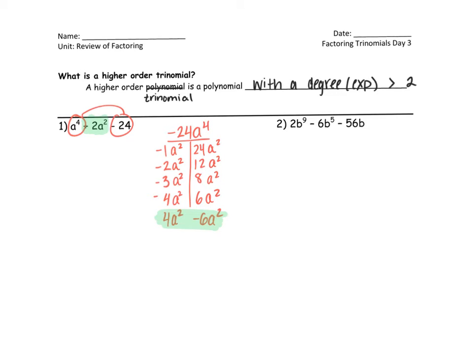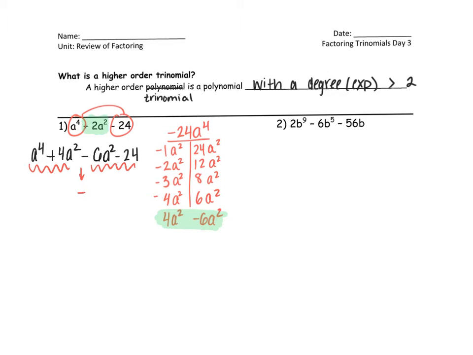So we bring down our first term like normal. We bring down our last term. And we fill the middle with the pair that adds. So we have 4a squared and negative 6a squared. And just like we've always been doing, we're going to factor by grouping. Group the first two, group the second two, and bring down the sign in the middle.